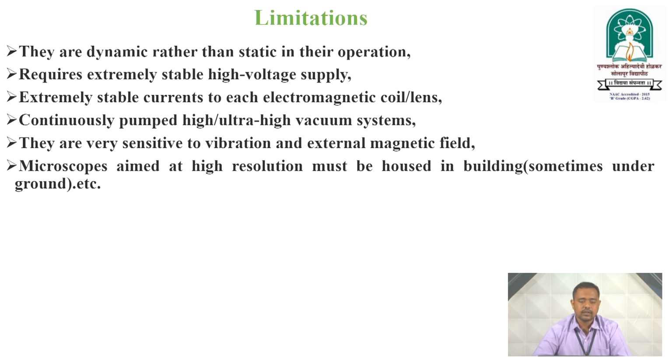We also have some limitations: they are dynamic rather than static in their operation. So it requires an extremely stable high voltage supply. It also requires extremely stable currents to each electromagnetic coil and lens to properly control the electron beam path through that particular sample interaction. So they are very sensitive to vibrations and external magnetic fields. Also, microscopes aimed at high resolution must be housed in buildings, sometimes underground.